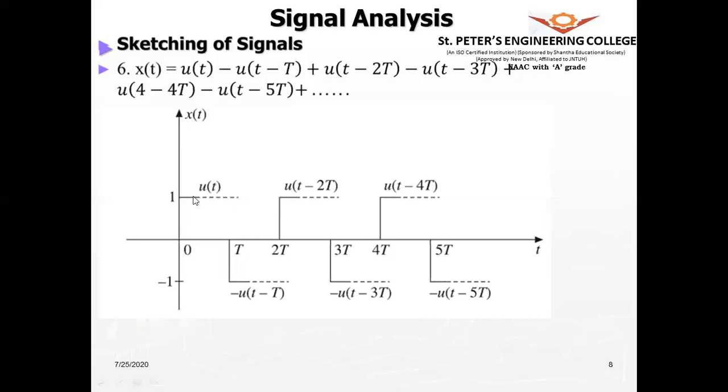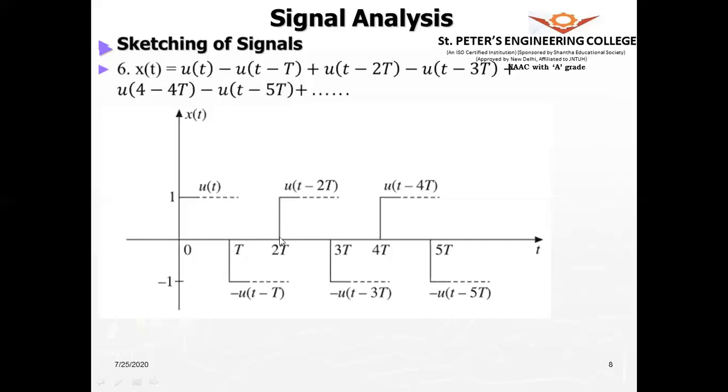here, u of t continues at t equals capital T. So this is an amplitude of +1, and this amplitude is -1. So +1 -1 will become 0. So this will fall down to 0, and this will continue up to 2t.